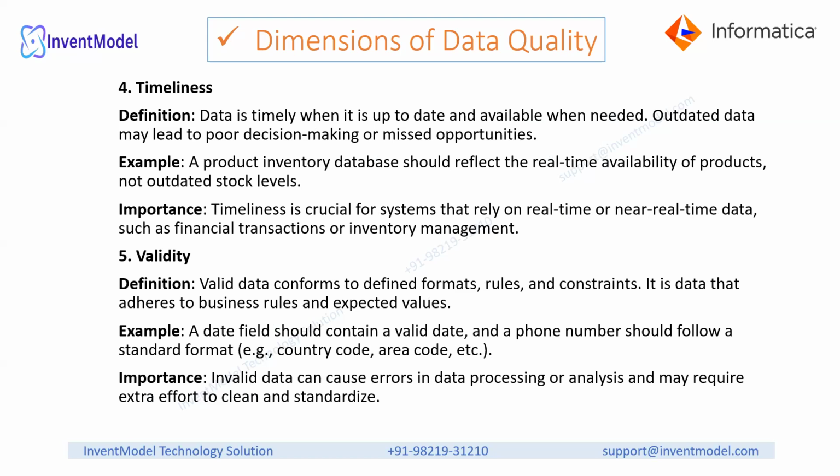Outdated data may lead to poor decision making or missed opportunities. For example, a product inventory database should reflect the real-time availability of the products, not outdated stock levels. Suppose you are ordering from Amazon.com or Amazon.in, typing that you want an iPhone 16 Pro, and the stock is showing as available. But once your order is placed, you get a message that we need to refund your amount because your product is not available.